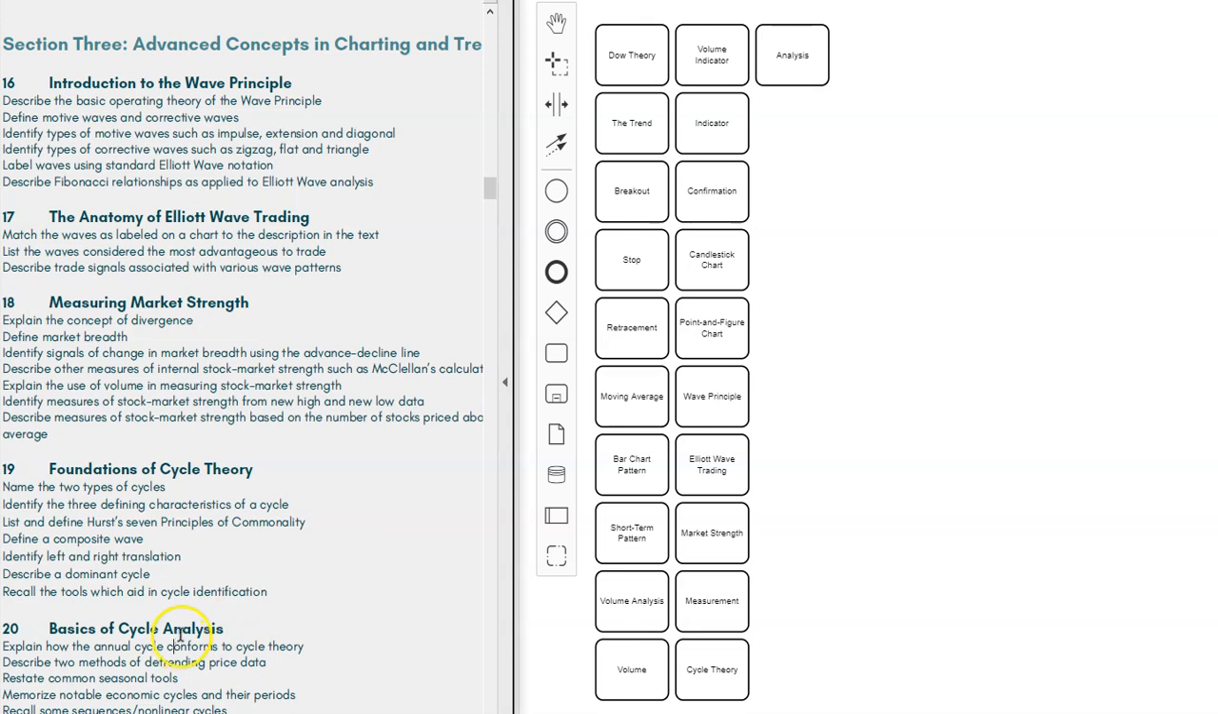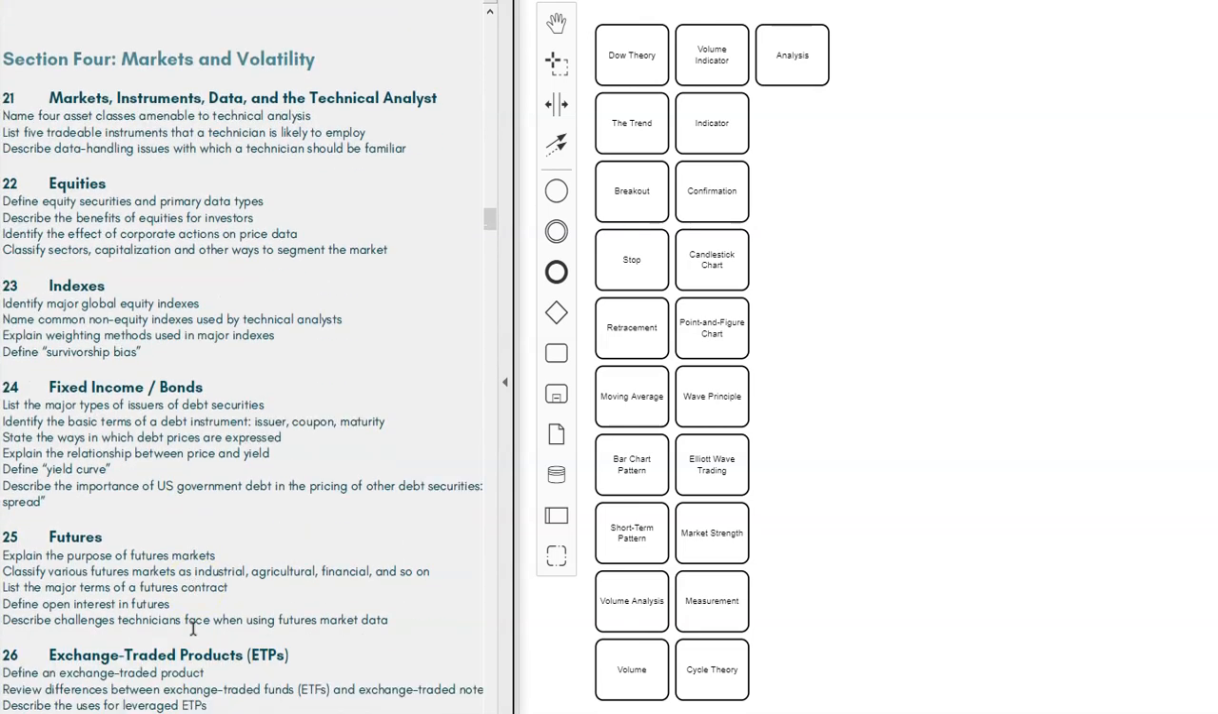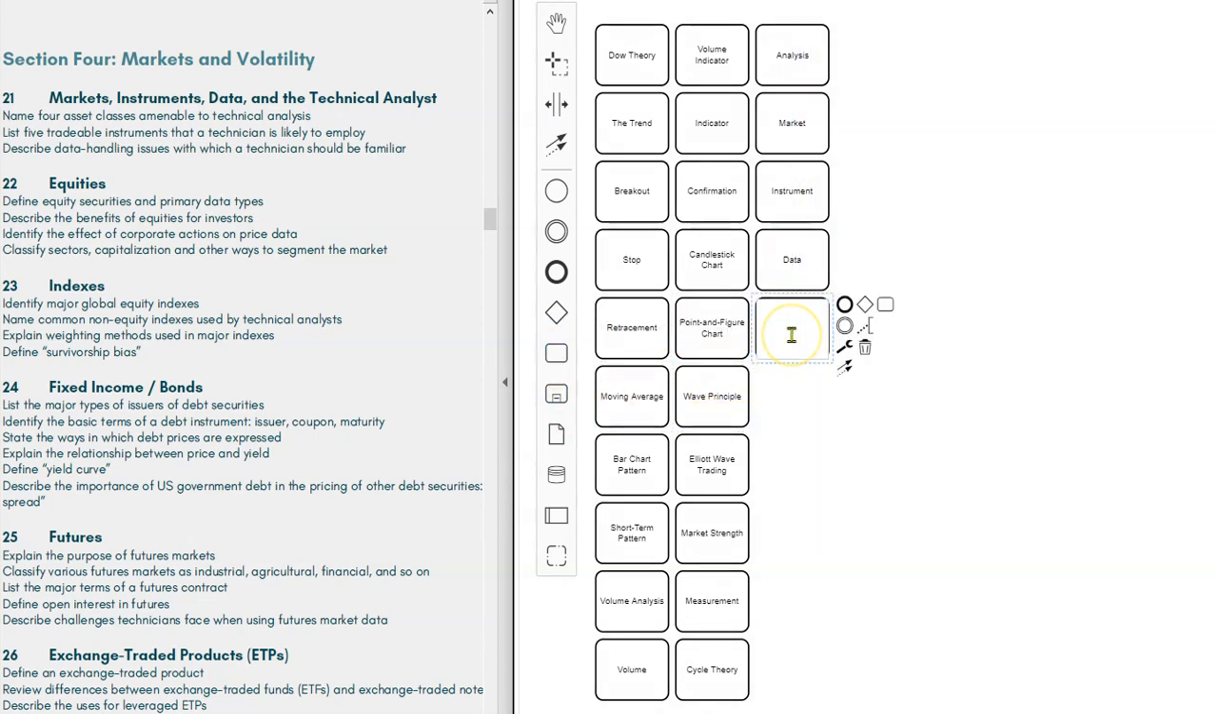All right. So I don't know how many there are here. There's another one. We have markets, instruments, data, and the technical analyst. So we have one or more markets, one or more instruments. We have the data that comes in that we analyze, and then you have a role of someone, the technical analyst.